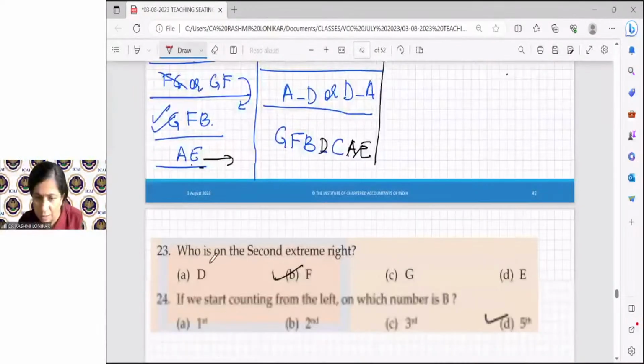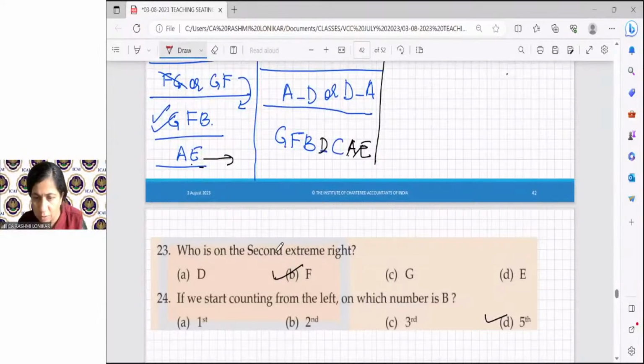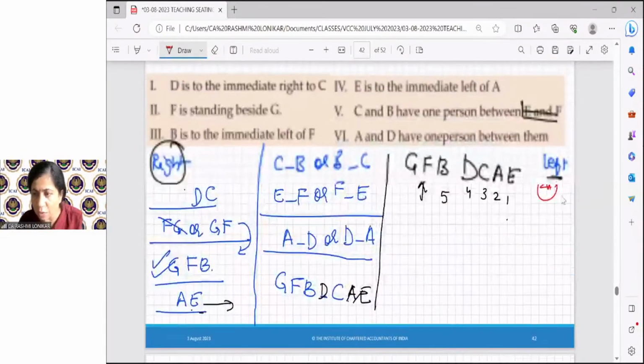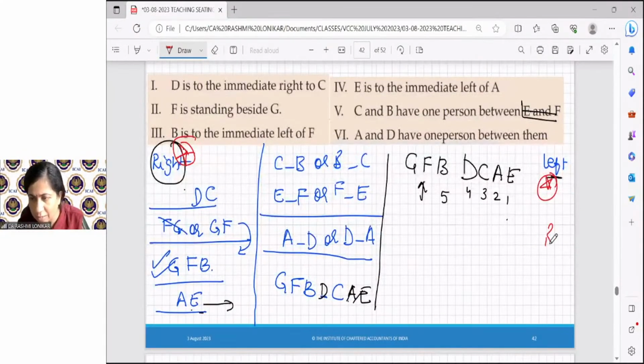Why? Because while answering who is on the second extreme right, usually I will take this as right, but that's not the case. I would have written A, but from the right. So this right. So 1, 2. So F is on the right. Okay.